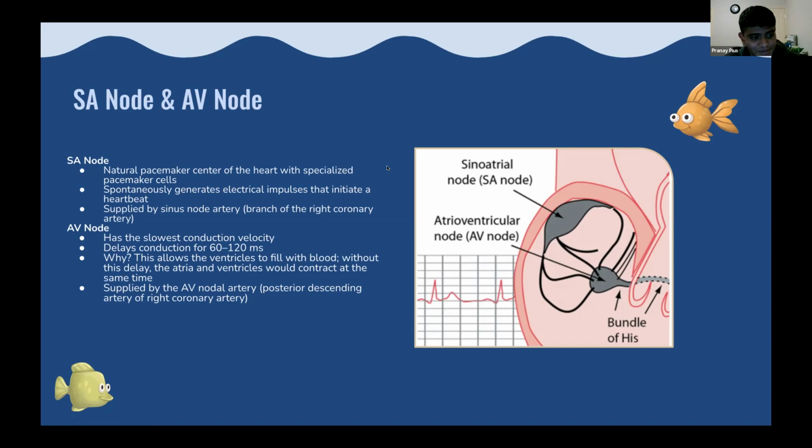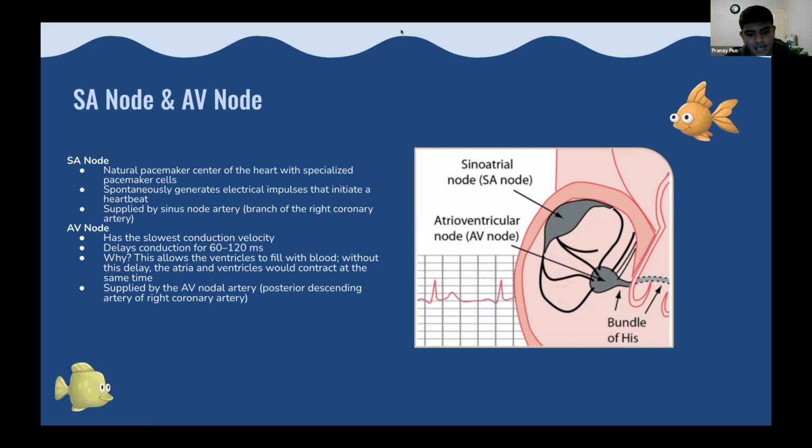But regardless, let's move on to the AV node. It has the slowest conduction velocity, and this is really important. So why is the AV node conduction slow? It's slow because we need time for the ventricles to fill. So the sinoatrial node causes the action potential to start, and once it reaches the AV node, it slows down. Before the ventricles can contract, the AV node kind of pauses the excitation of the heart.